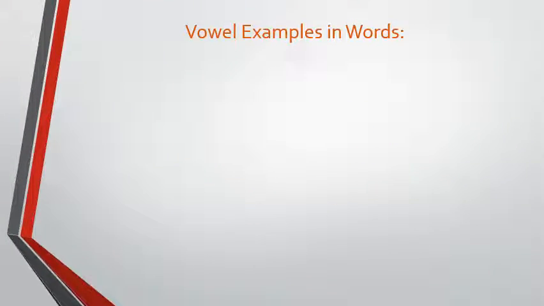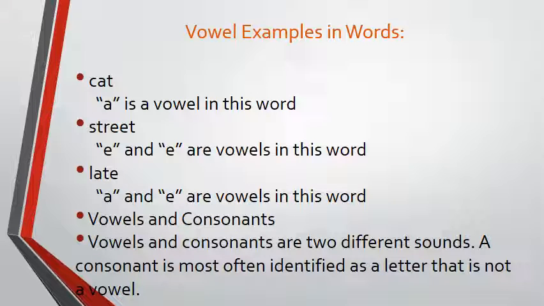Now see some examples of vowels in words. CAT, cat. In this word, A is a vowel. Next word, STREET. E and E are vowels in this word. Next word is LATE, late. In this word, A and E are vowels.